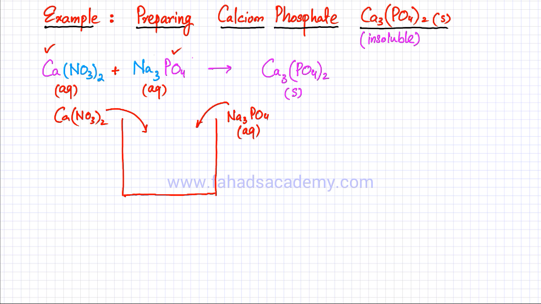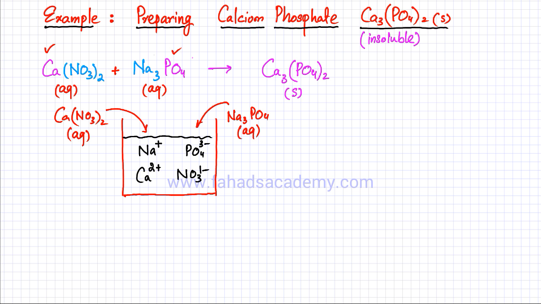Now remember, whenever your substances are in aqueous state, that means that it has ionized in water. So all the ions would be floating around. Sodium phosphate would be in ionized form. There would be sodium ions and phosphate ions freely floating around in water in aqueous state. And calcium nitrate, an ionic compound, is also going to ionize in aqueous state, producing calcium 2 plus ions and NO3 1 minus ions. So there would be plenty of sodium ions, phosphate ions, calcium ions and nitrate ions roaming around in this solution.